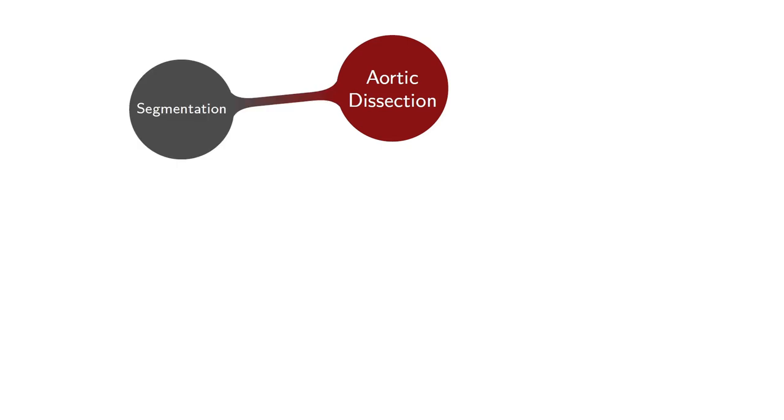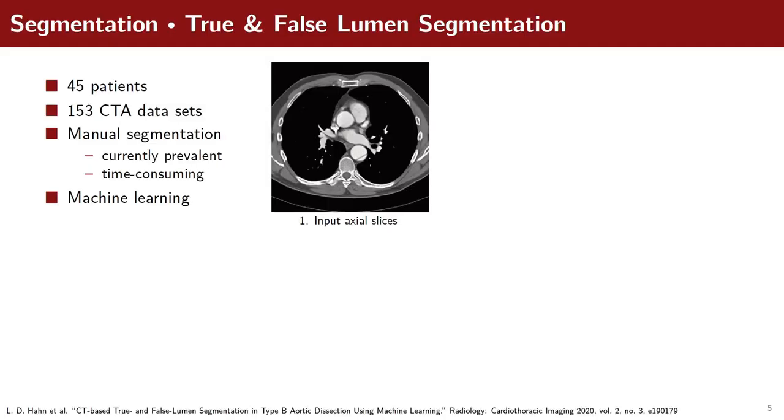Studying aortic dissection requires labeled data. For example, visualizations are often based on segmented data, simulations directly build upon segmentations, and risk prediction models could be streamlined with automated segmentation and feature extraction. Segmentation is therefore the foundation for various applications. For that reason, we initially segmented the true and false lumen. Since manually segmenting true and false lumen is very time-consuming, we developed a machine learning approach.